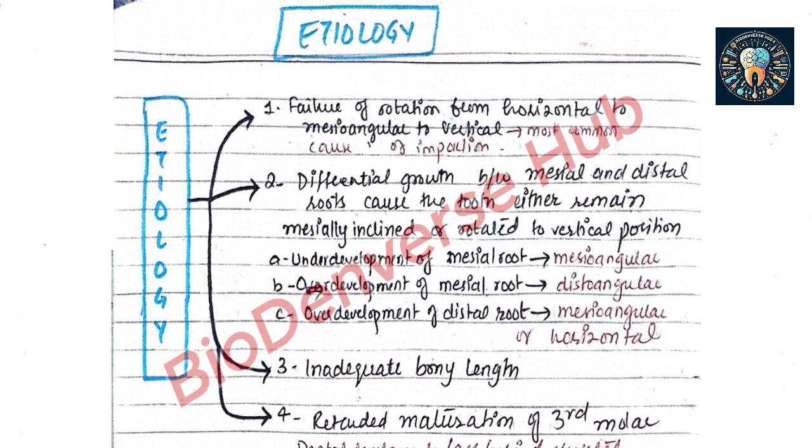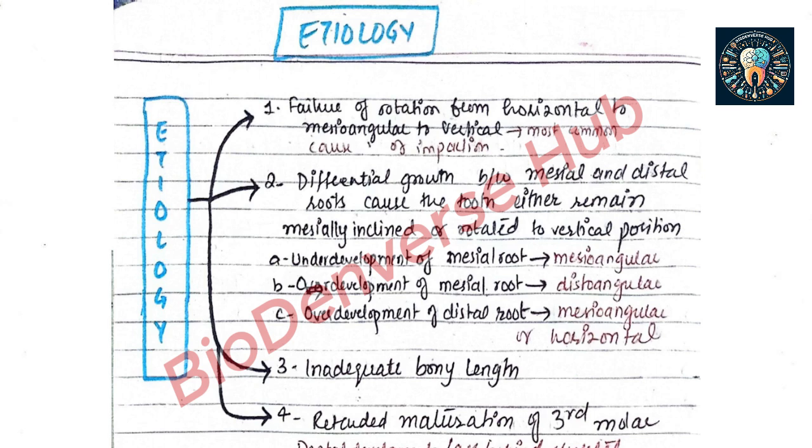Now we will be discussing the etiology of impaction, that is, what is the main etiology. First of all, failure of rotation from the horizontal to the mesioangular to the vertical, that was the normal change of orientation. It is the most common cause of impaction. So we need to understand that normal orientation change in order to get an idea about the impaction. Secondly, any differential growth between the mesial and the distal roots can cause the tooth to either remain mesially inclined or rotated to a vertical position.